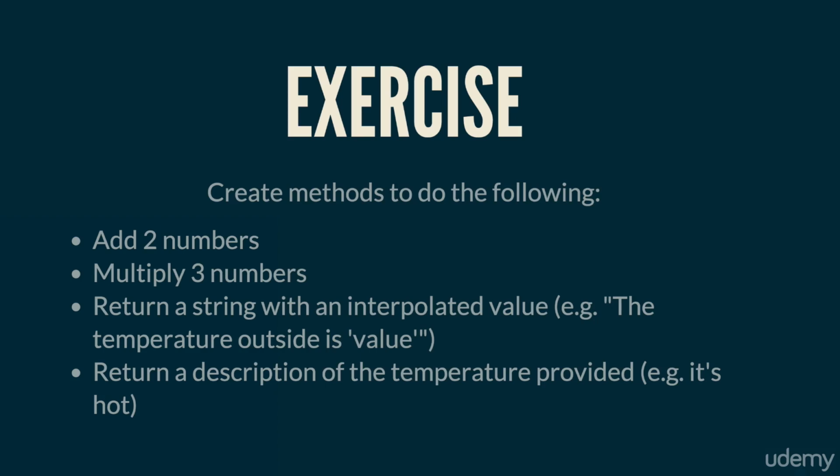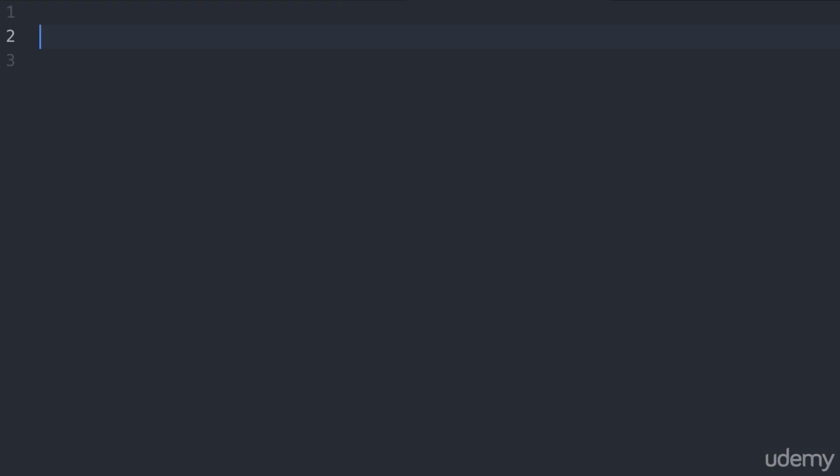The next method I asked you to create is one to multiply three numbers. Let's go ahead and create that now. I'm going to call it multiply3 to indicate that we're going to multiply three numbers together. And this time we'll use a, b, and c as the argument names. And we'll go a times b times c. Note we don't need the return, and end.